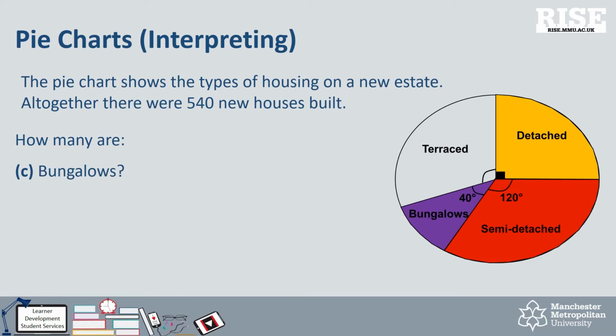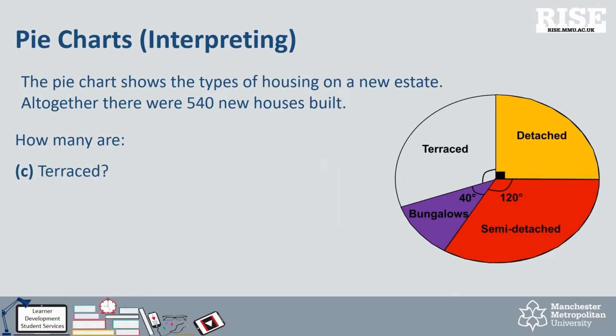And what about bungalows then? Bungalows is 40 degrees. You're probably catching on to the method now. It's 40 degrees out of 360 degrees and times by whatever the whole pie chart is representing. In this case, 540. This gives me that there were 60 bungalows built.